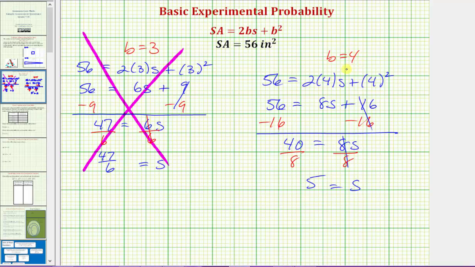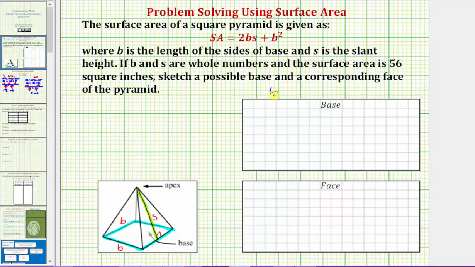Let's also sketch this one on the previous slide. We just found b equals 4 and s equals 5 does satisfy the given conditions, which means a square base would be a 4-inch by 4-inch square. And for the triangular face, the base is going to have a length of 4 inches here. And the height is going to be 5 inches because the slant height of the pyramid is 5 inches. So from the middle of this base, we'll count to the right 5 units. 1, 2, 3, 4, 5. And this would be what one of the triangular faces would look like.